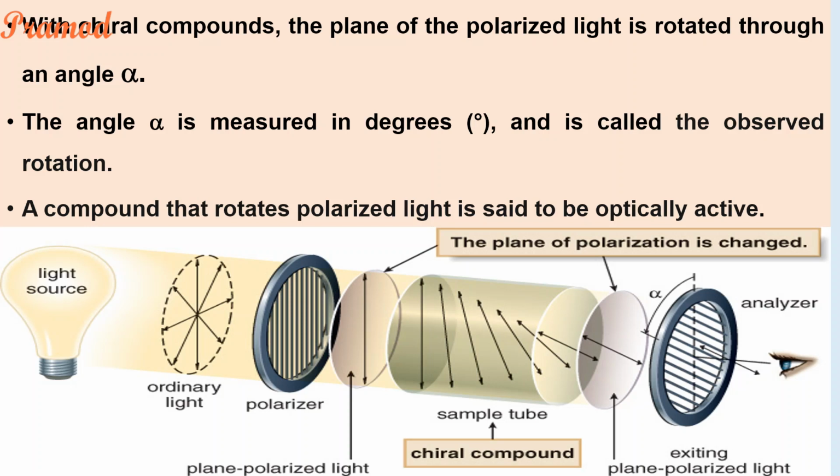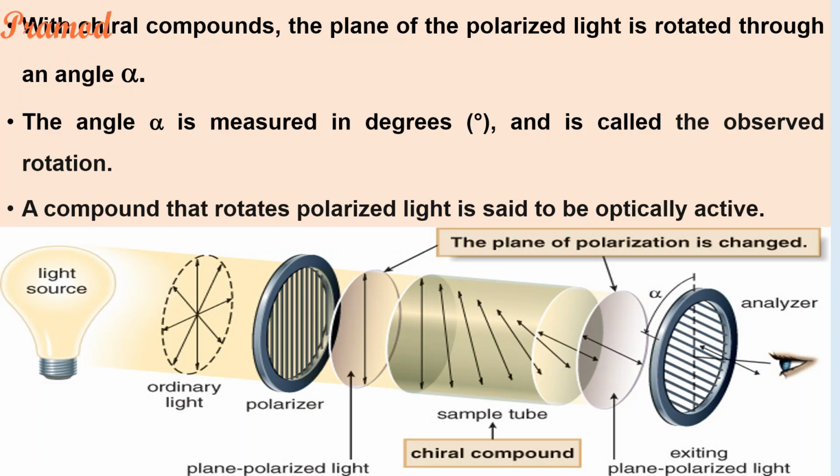Now see, this is a diagram of a polarimeter. There is a source of ordinary light, which travels in all directions. It passes through a polarizer, that is, a nicol prism or something similar. The moment it passes through, the light oscillates in a single plane, because it gets converted into plane polarized light.